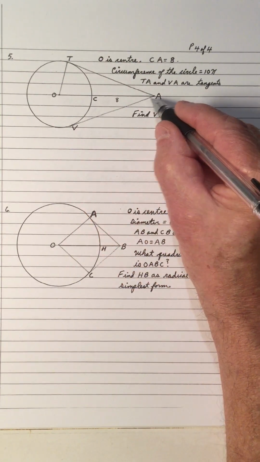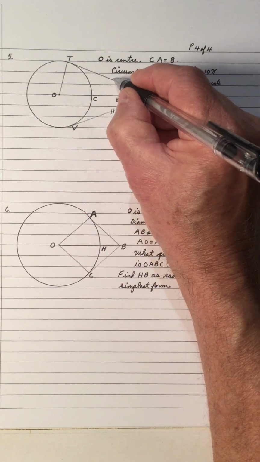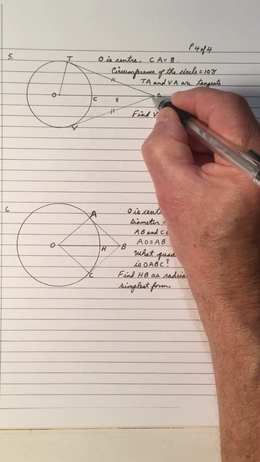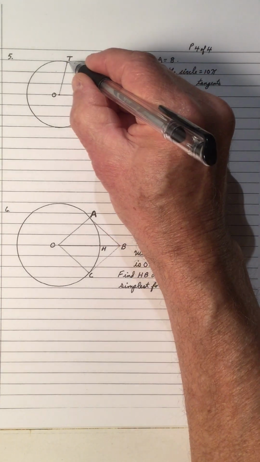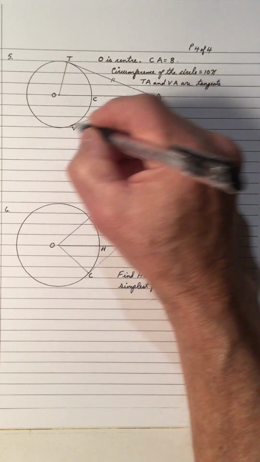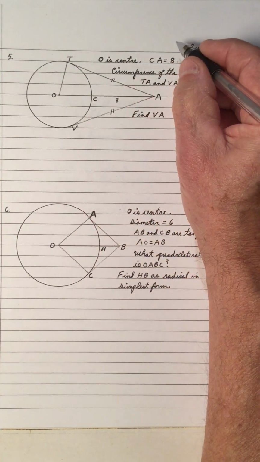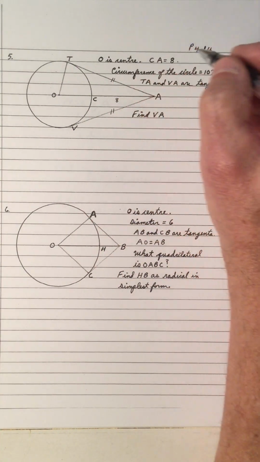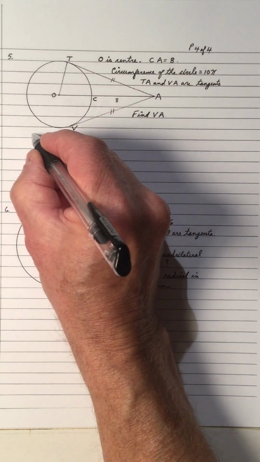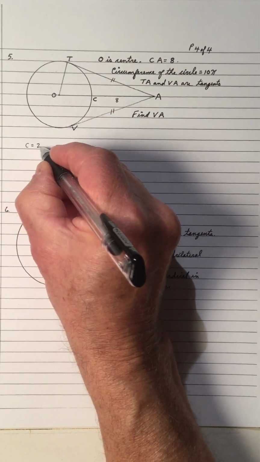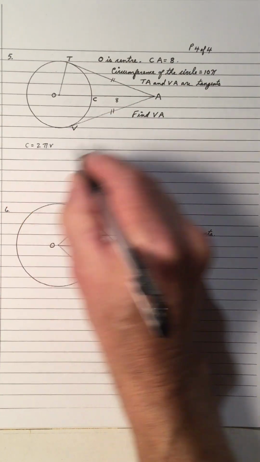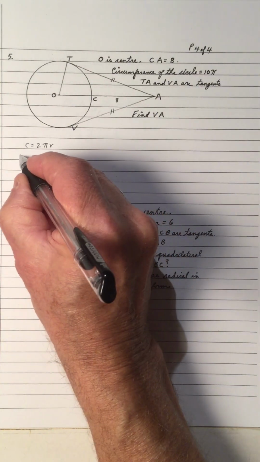VA is a tangent. So the length of this tangent, VA, is equal to the length of TA. TA and TV are both tangents, so they're equal in length. So I've got to use the circumference of a circle. The circumference of a circle is 2 pi r. The circumference is 10 pi.